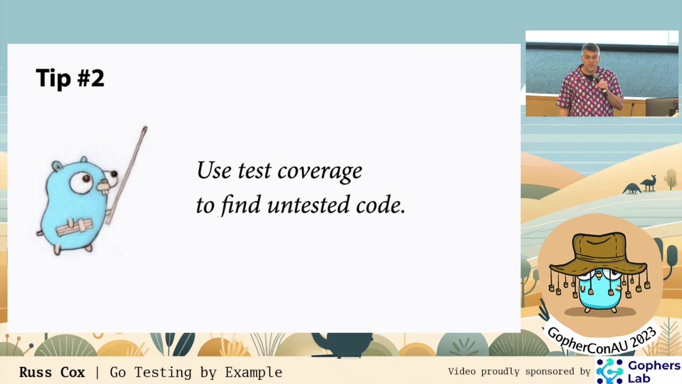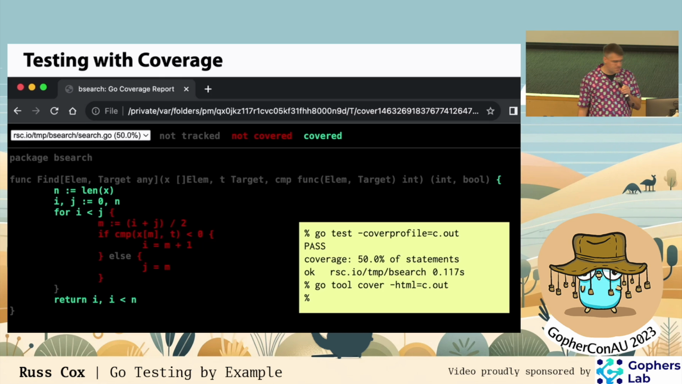So tip number 2, use test coverage to find untested code. After all, if the tests are not running the code, they can't find any bugs in it. And Go ships with built-in support for test coverage. And this is what it looks like. You can run go test -coverprofile to write a coverage profile, and then you run go tool cover to view it in your browser.